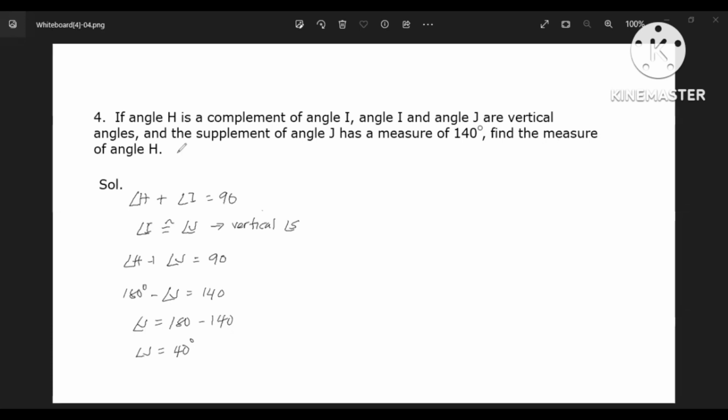And to solve for angle H, we can now use equation 2. So angle H plus angle J, which is equal to 40, is equal to 90. So angle H is equal to 90 minus 40, or angle H is equal to 50 degrees. And that's it.